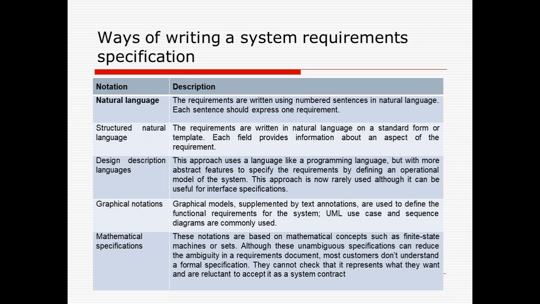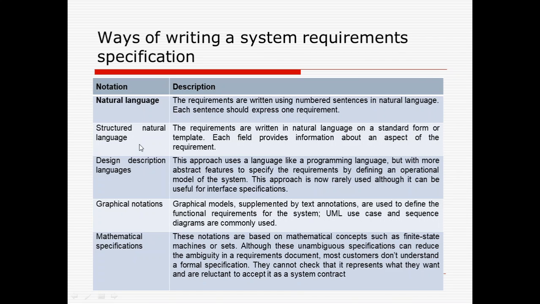Here we are going to discuss the different ways of writing the system requirement specification. So there can be different ways in which the requirements can be specified in the requirement document. One of the very useful ways is natural language. Natural language means you write numbered sentences, giving sequence numbers, and then you specify the requirements one by one. Each of these sentences with a particular number should specify one requirement.